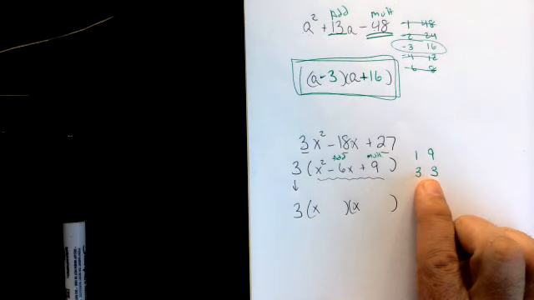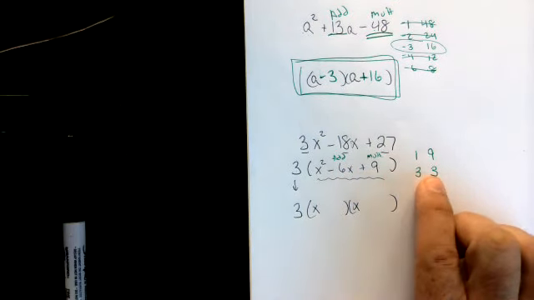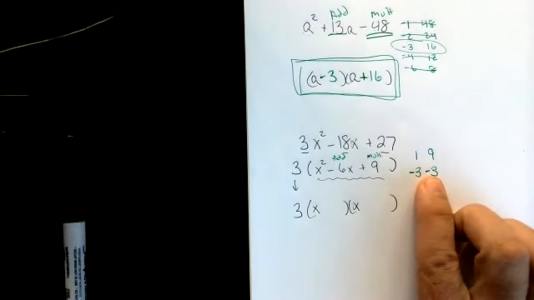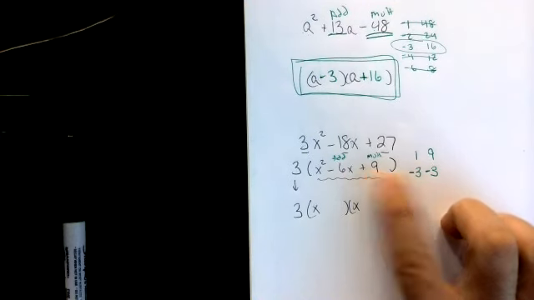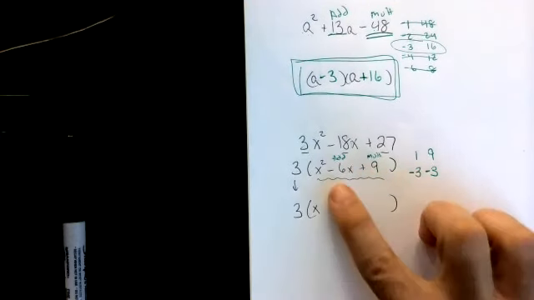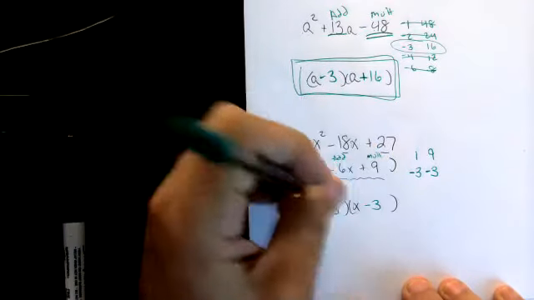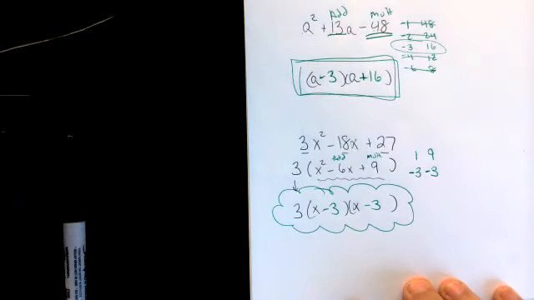But that's another trick we have here, okay? If it multiplies to get a positive, you can either multiply two positive numbers together, or you can multiply two negative numbers together. Okay, if we multiply negative 3 times negative 3, that also gives me a positive 9. And now if I add negative 3 and negative 3, that's what gives me my negative 6. So this is my completely factored form.